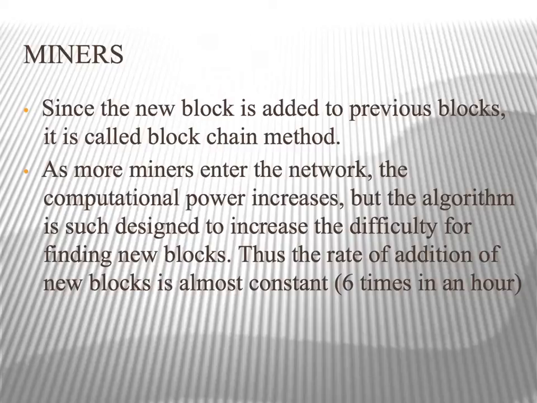But the algorithm is designed to increase the difficulty for finding new blocks. Thus the rate of addition of new blocks is almost constant, that is, 6 times in an hour. That is, every 10 minutes a new block of transactions is added to the public ledger of all the transactions which have happened since the start of the Bitcoin transaction system.